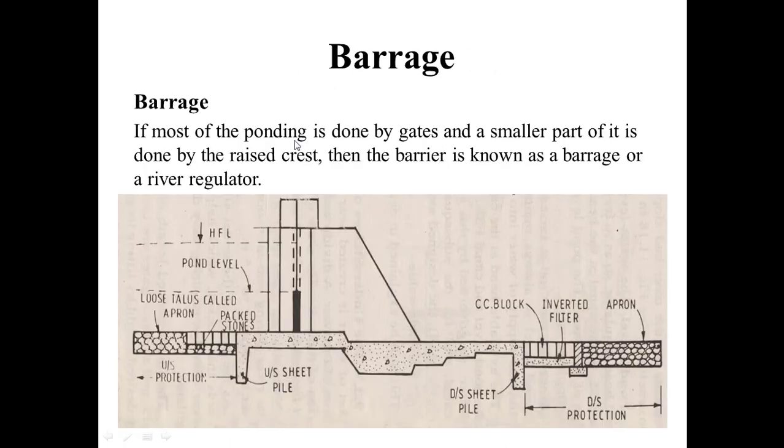Next is barrage. If most of the ponding is done by gates and a smaller part of it is done by the raised crest, then the barrier is known as a barrage or a river regulator. When a structure is constructed and the ponding is done by gates, or a small partially raised crest with gates, this type of structure is known as a barrage.